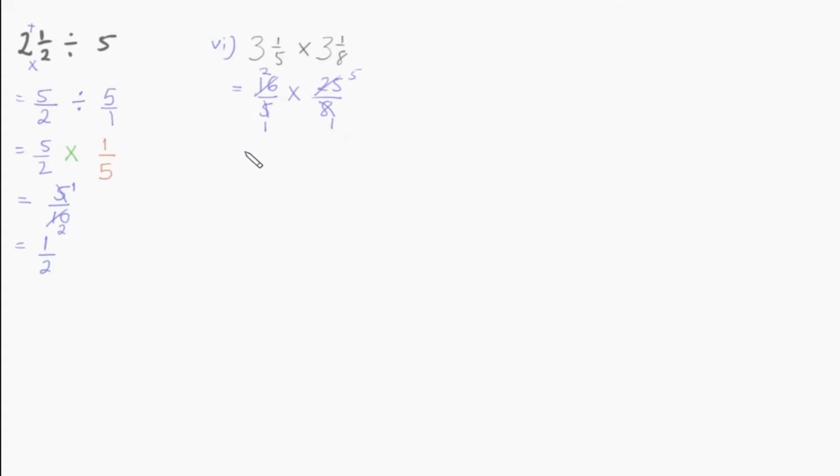Now I'm working with small numbers. I have 2 over 1 times 5 over 1. So now I multiply my numerator by my numerator. Here 2 times 5 is 10, over 1 times 1, which is 1. So my final answer is 10.